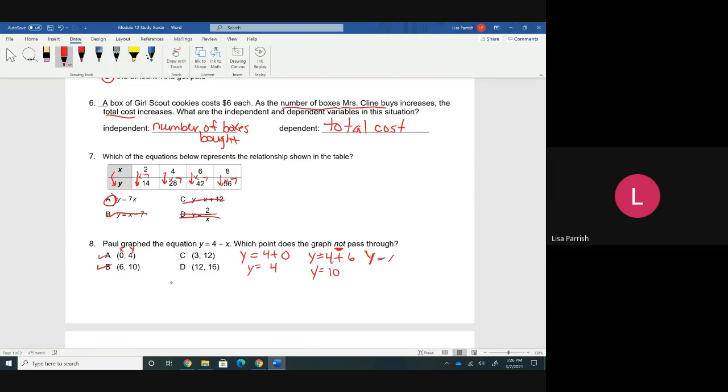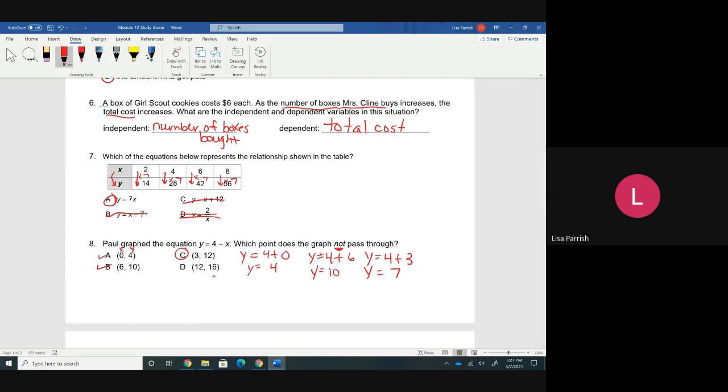Oops, sorry. This pen is giving me trouble tonight. 4 plus, what is my x value in C? It is a 3. Man. And what is 4 plus 3? It is 7. Is this a 7? No. So that means that would not be a correct ordered pair for the graph.